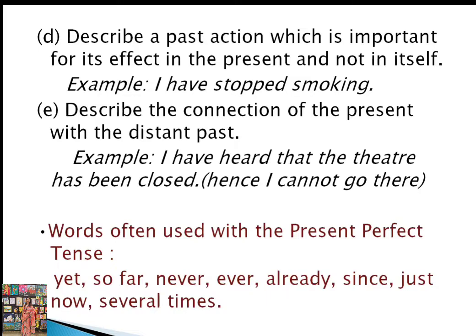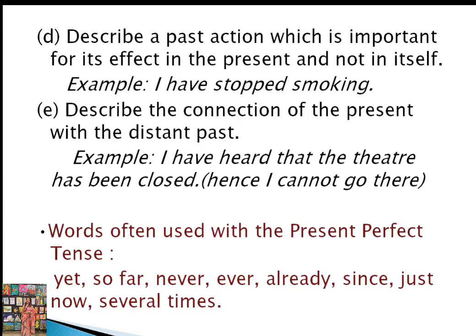Next, to describe a past action which is important for its effect in the present and not in itself. What does it mean? For example, I have stopped smoking. Now, I have stopped smoking. I already stopped smoking. Okay, maybe 1 month ago, maybe 1 week ago. Now, its effect is on my present. Since I have stopped smoking, that will help in my health, right, for my health benefit. So whenever there is an action which is already done in the past and has its effect in the present, then we use that particular sentence to be the present perfect tense.